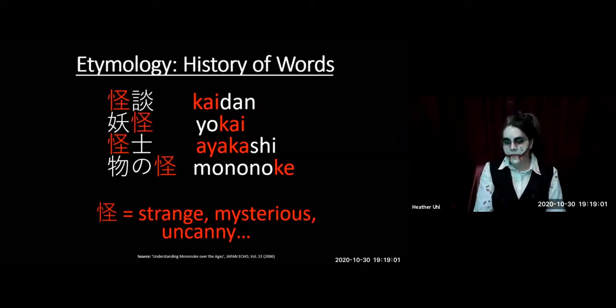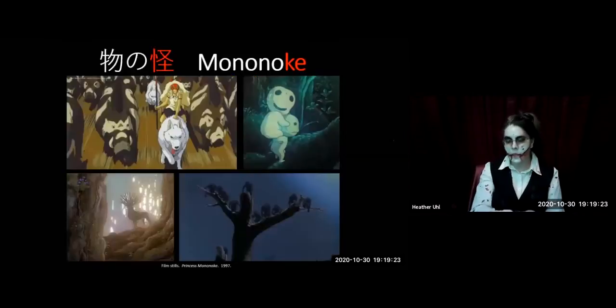Ayakashi. Ayakashi is an ancient term, but it also has that character in there, but it's pronounced in a different way. There's also mononoke, mysterious things. Again, that K is the same character as the Kai. It's just pronounced differently. All of these things are strange, mysterious, and uncanny. And you might be familiar with Mononoke from Princess Mononoke, the animated film from Studio Ghibli.